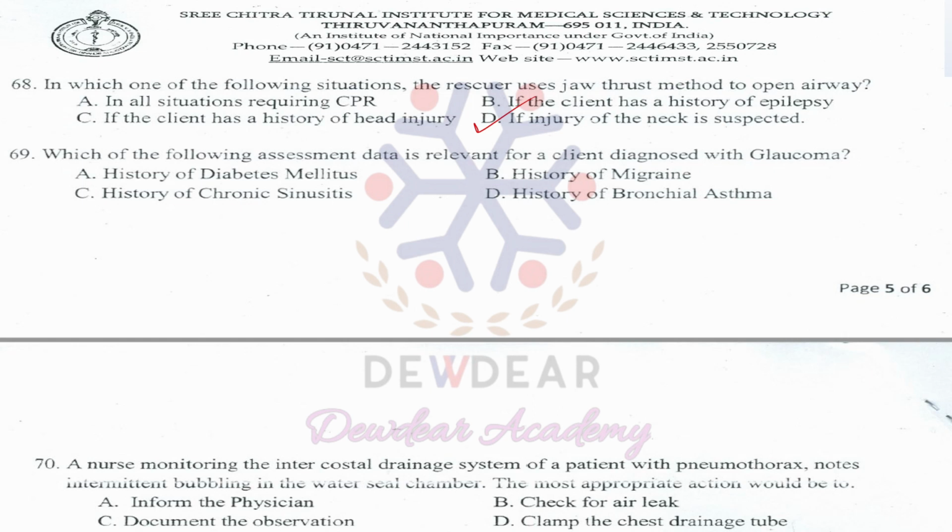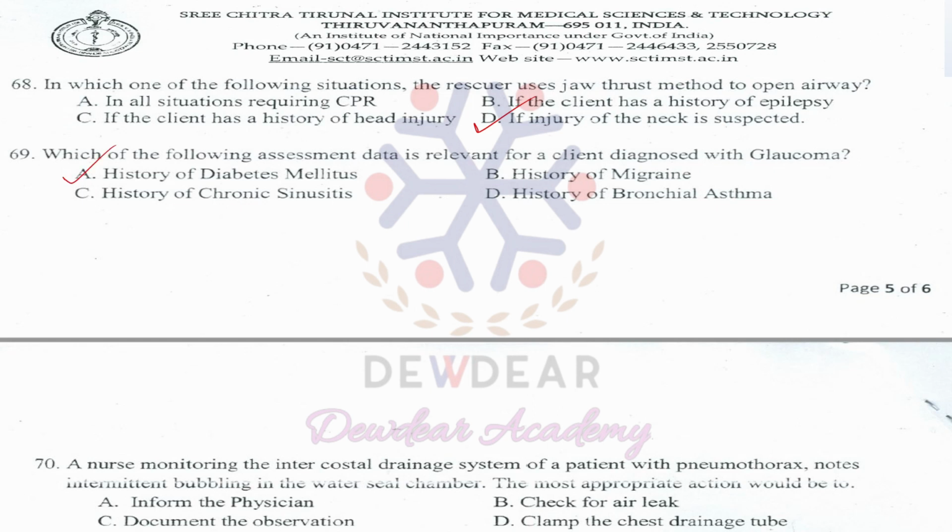Then question number 69. Which of the following assessment data is relevant for a client diagnosed with glaucoma? History of diabetes mellitus, history of migraine, history of chronic sinusitis, history of bronchial asthma. The correct answer is option A, history of diabetes mellitus.